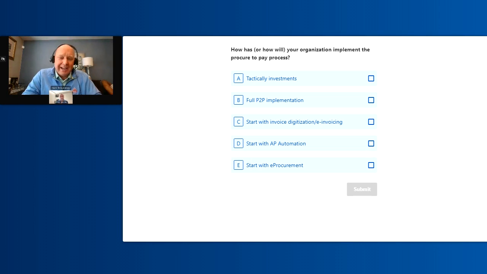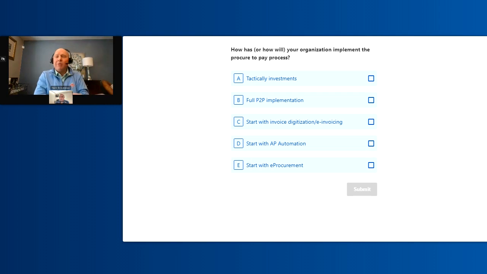Are you going to make tactical investments? Are you going for a full P2P implementation? Are you going to start with invoice digitization and e-invoicing and then go from there? Are you going to start with AP automation and then go from there? Or are you going to start with e-procurement? Take a moment to respond to the poll question, now displayed on your screen, and we'll discuss the results in just a moment.